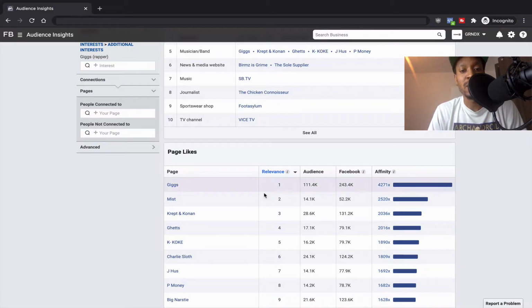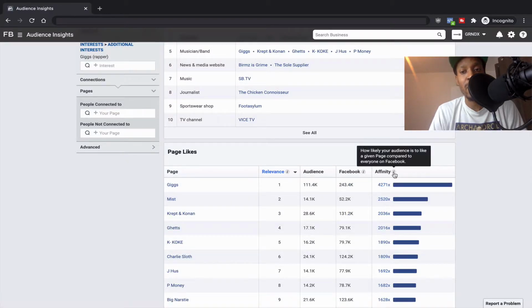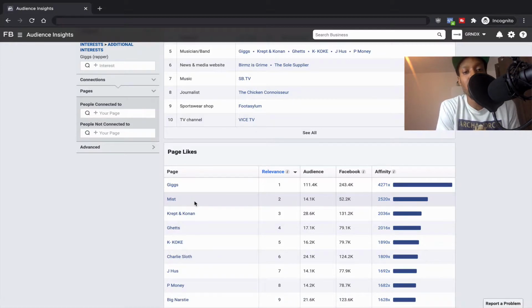So you can see here, second that is closely related is Mist, and it tells you that by the affinity. Affinity is basically how likely your audience is to like a given page compared to everyone on Facebook. So it's saying the people that like Gigs' page are highly likely, second relevance wise, to like Mist's page as well. So what that's basically saying in basic terms is that they share similar audiences.